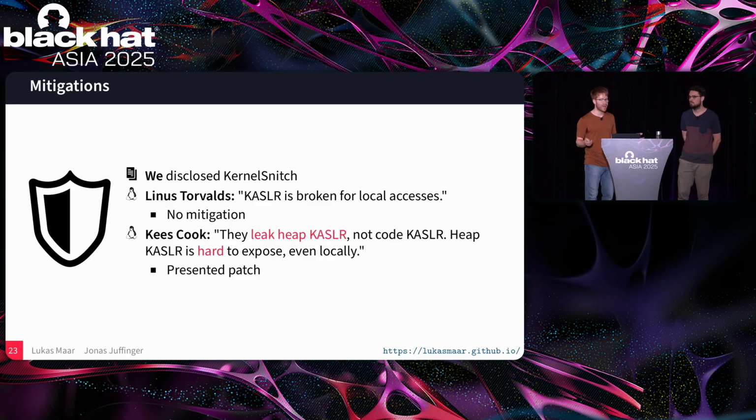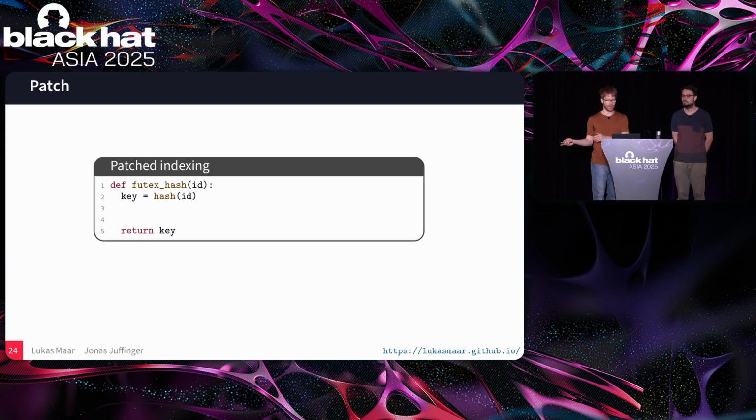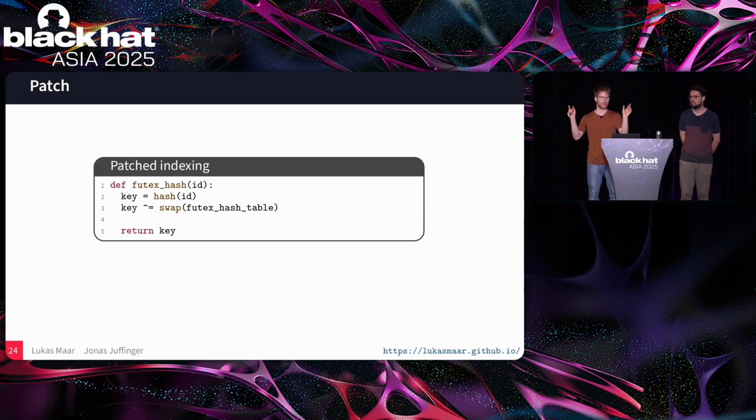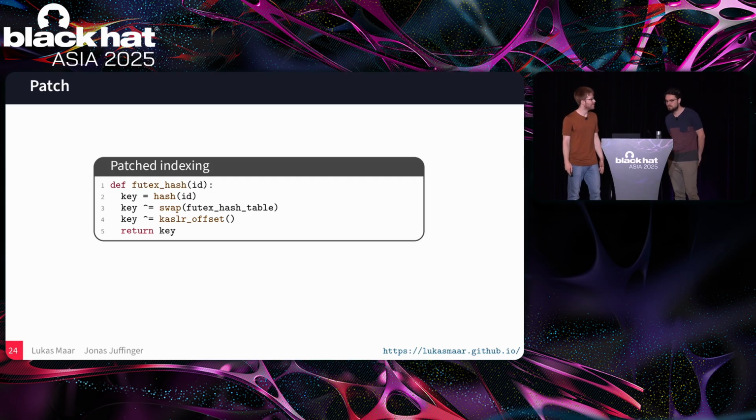So Kees Cook presented a patch. Let's go through this patch. The vulnerable indexing, for our case, the futex case, is just calling the hash function. The patched version again calls the hash, using this key for subsequent computation. It XORs the swapped bytes, so it swaps the most significant bytes with the least significant bytes of the futex hash table and XORs it to the key. Next, it XORs the key to the code base address and returns this key. So it basically just adds a bit more randomness so that the brute forcing phase would take longer, right? Yeah, which is reasonable to do.